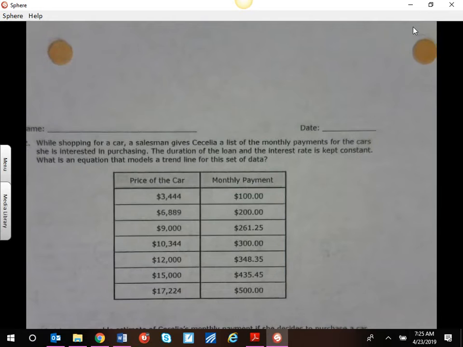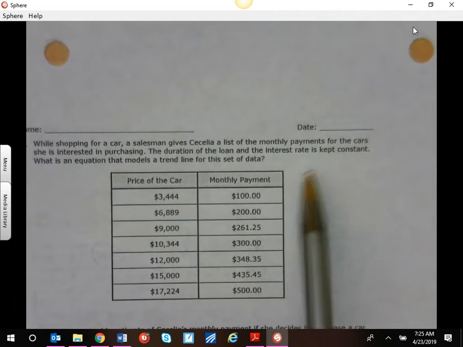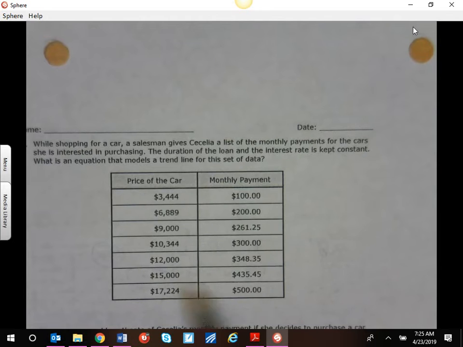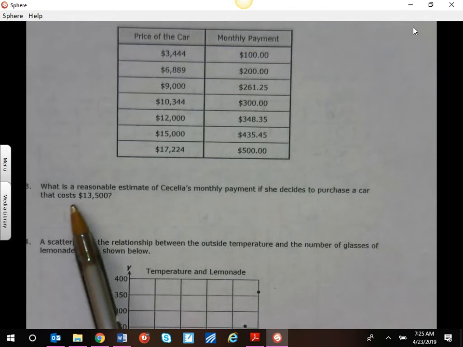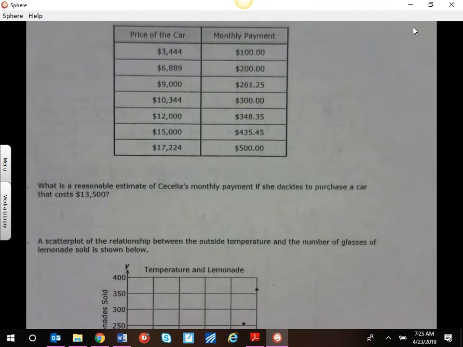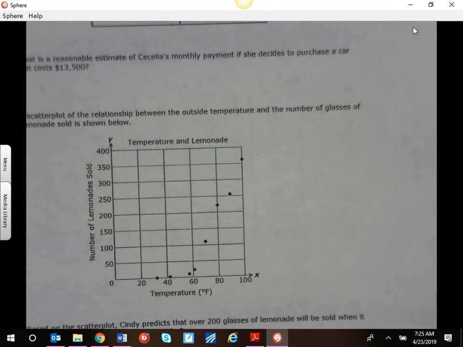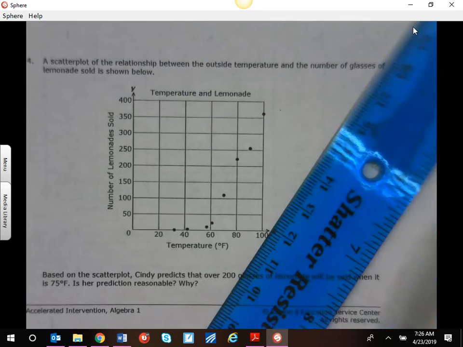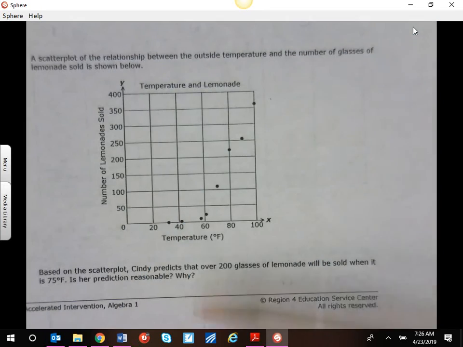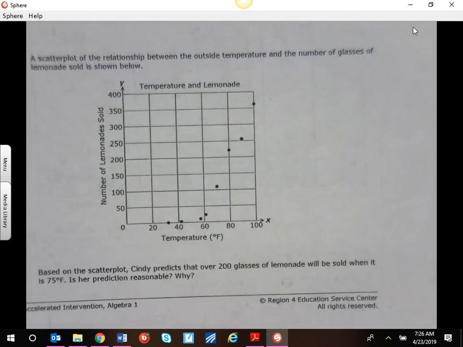Okay? There is a back where it's talking about what's the equation for this. So this is going to be putting it in your calculator and then making an estimate. So once you have your trend line, you can plug this into your equation. Here we have a scatter plot of outside temperature and the number of glasses of lemonade sold. Over 200 glasses we sold at 75. So you're going to take your ruler, you're going to draw your line of best fit to kind of estimate that, and then you can go up and over to check to see if this prediction is correct.